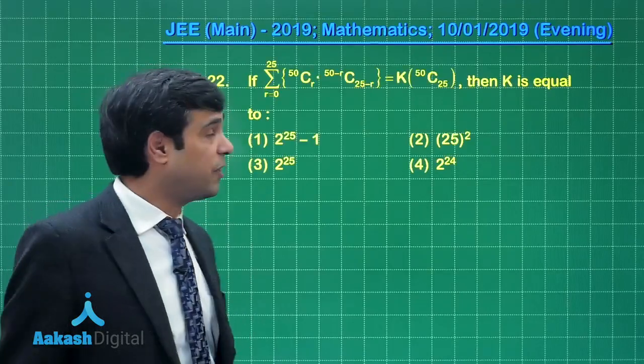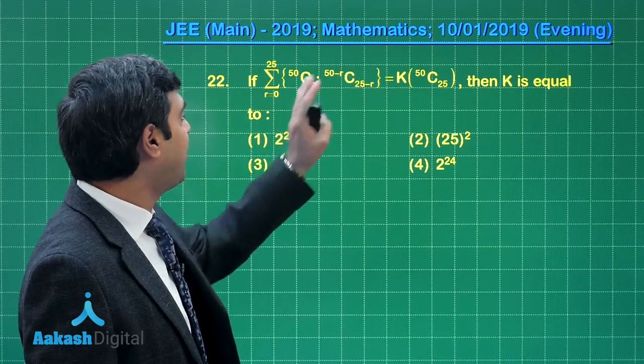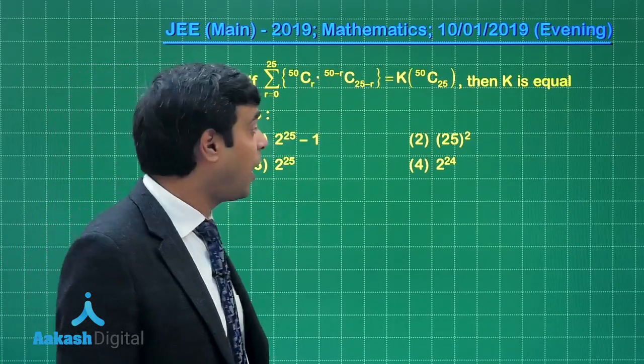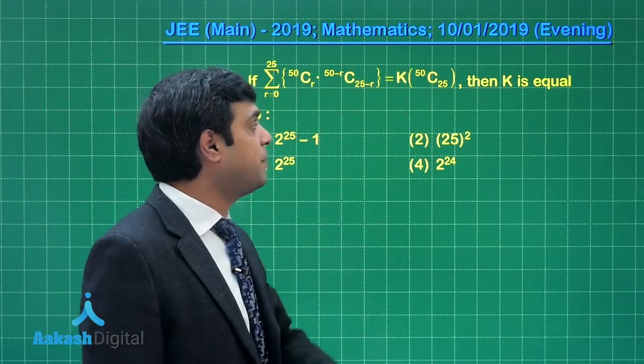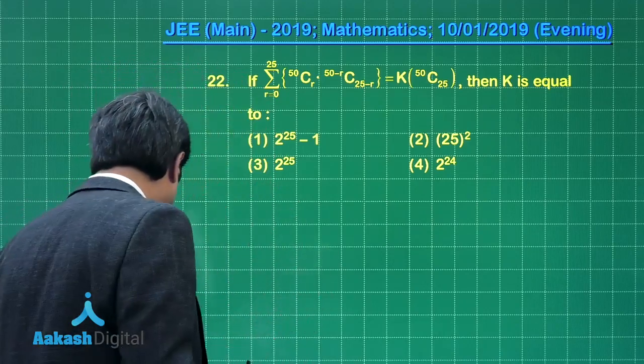Let's move on to the next question of this paper. If summation 50 CR into 50 minus R C 25 minus R is equal to K times 50 C 25, we have to find the value for K. Let's try this question.